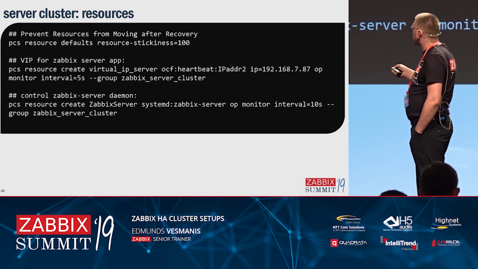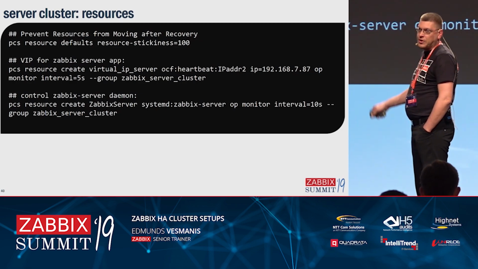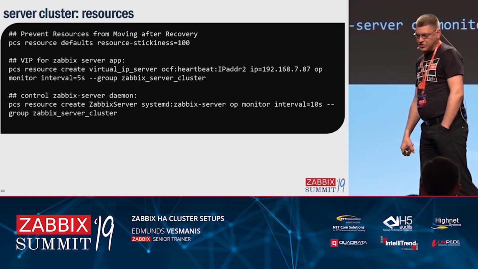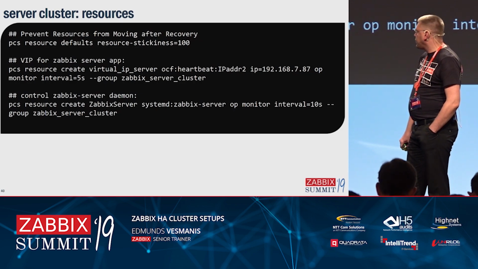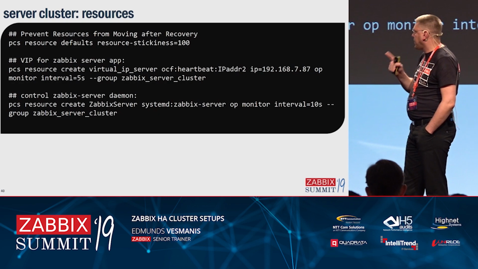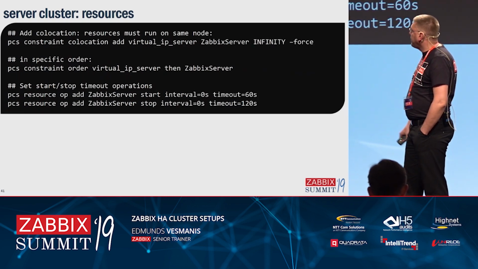So the first resource, of course, is the virtual IP address and the control of our Zabbix server daemon. We can't have two Zabbix daemons running simultaneously. So that's why this makes sure the Zabbix server is online on only one node. So let's go further.